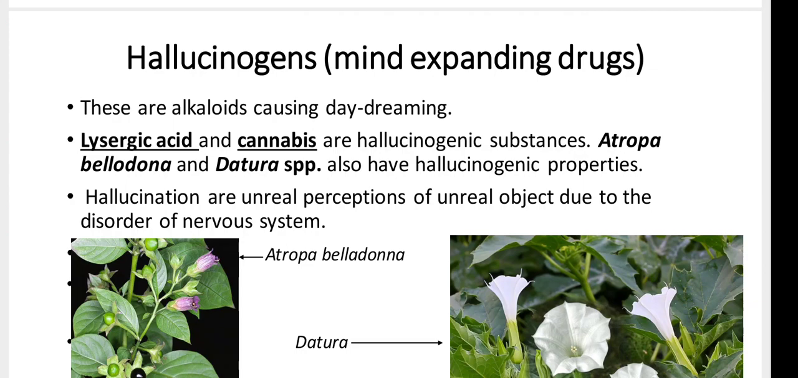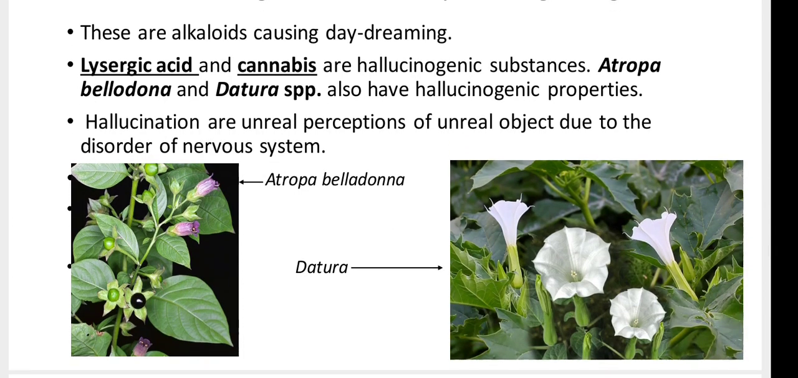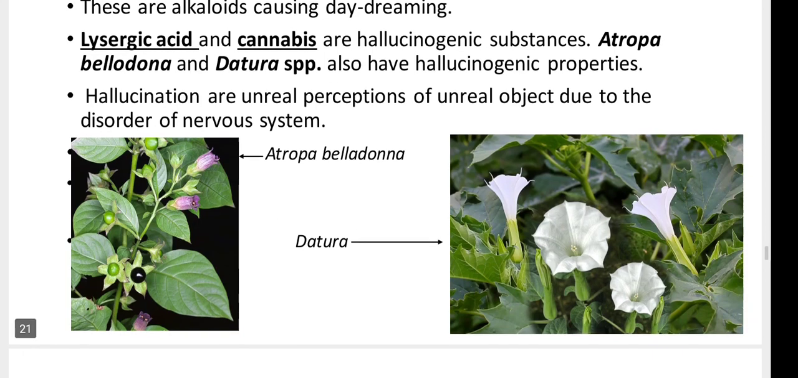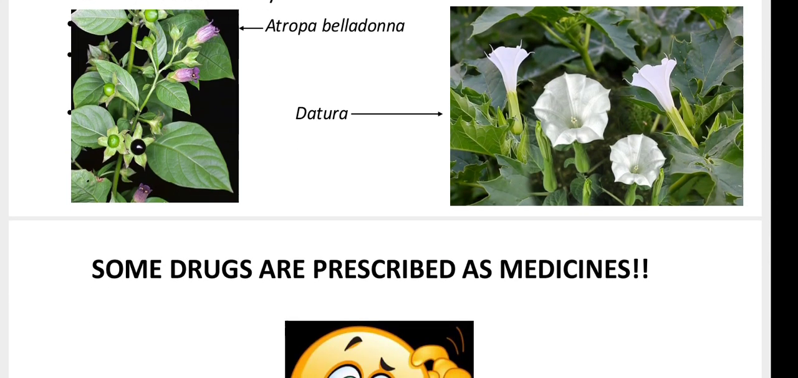Then there is lysergic acid and cannabis, which are hallucinogenic substances obtained from different plants like Atropa belladonna and Datura species as well. These cause unreal perceptions of unreal objects, due to a disorder of the nervous system. In the picture, both plants from which these drugs are extracted are shown.